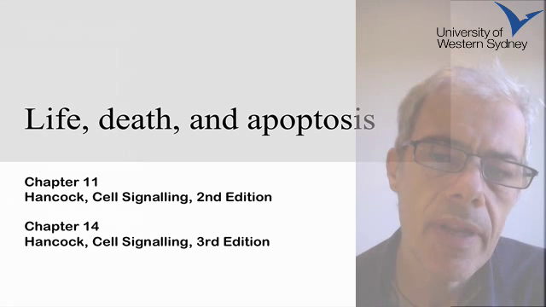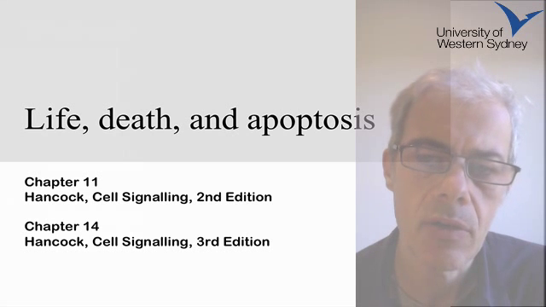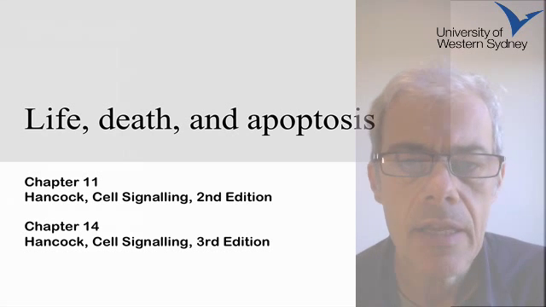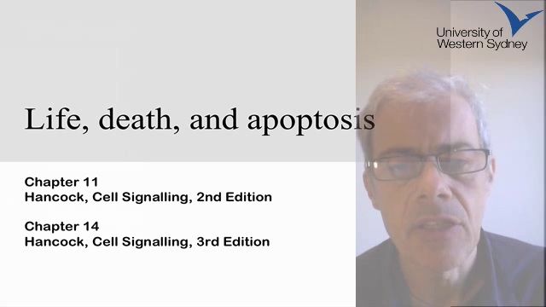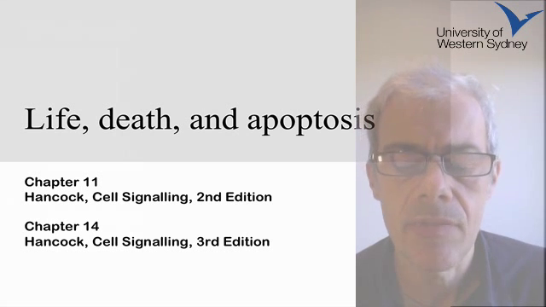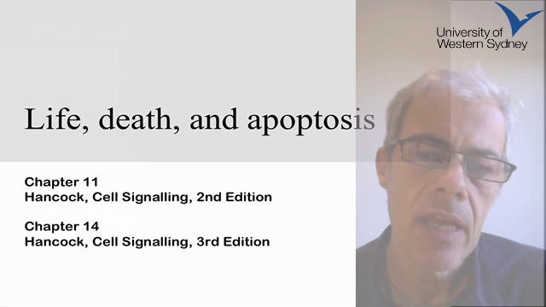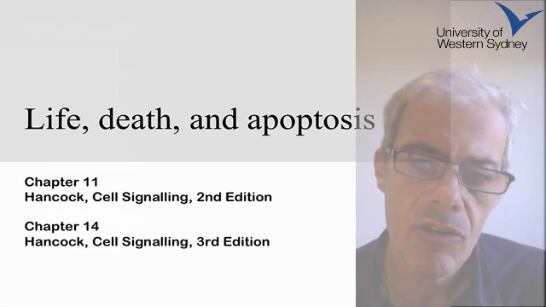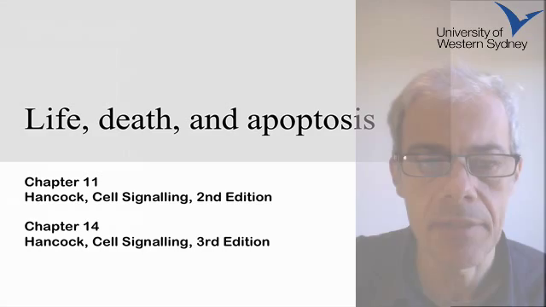This is a summary of a lecture I gave on apoptosis and the contents taken from the Hancock textbook. I guess the first thing to say about apoptosis is that it's a genetically programmed series of events. So apoptosis is a systematic process, and many of the characteristics of cells undergoing apoptosis have been well studied.